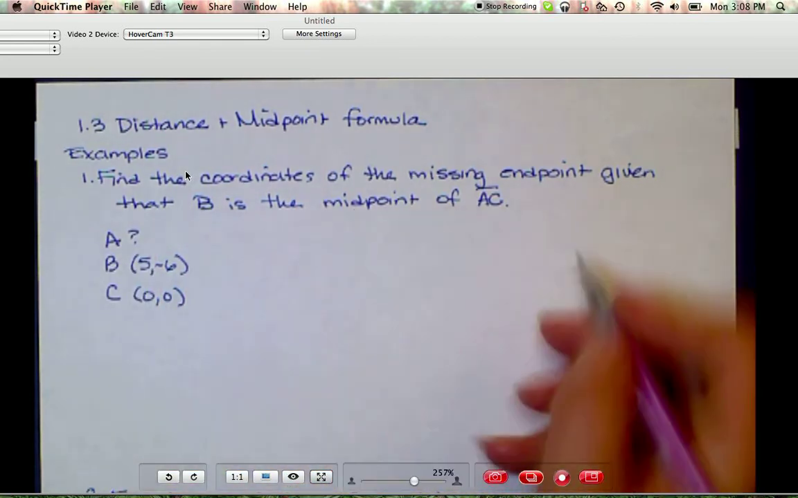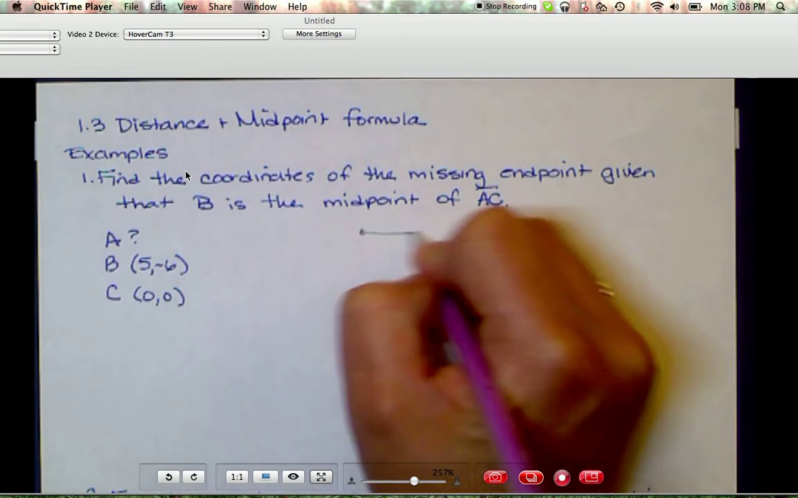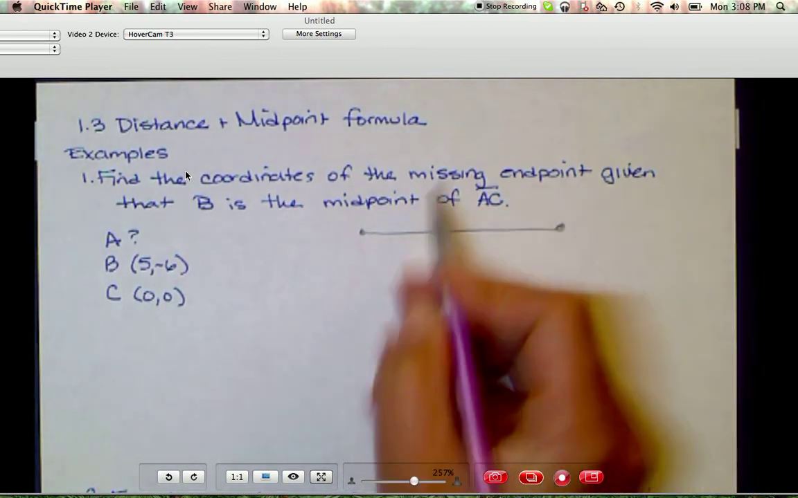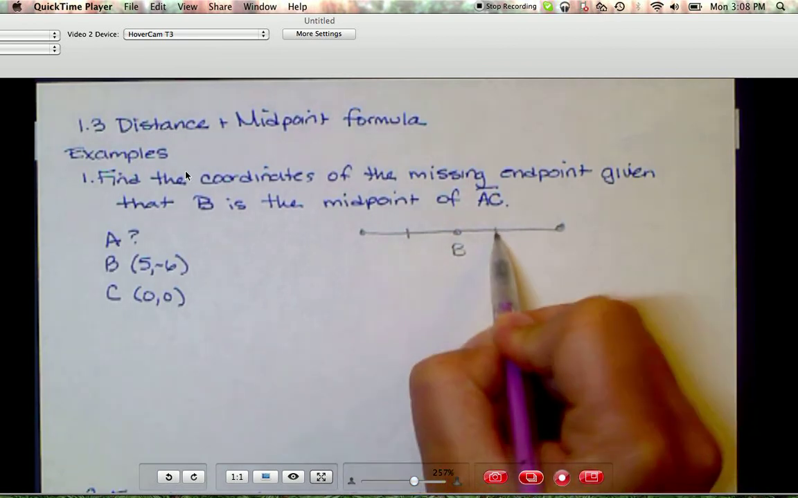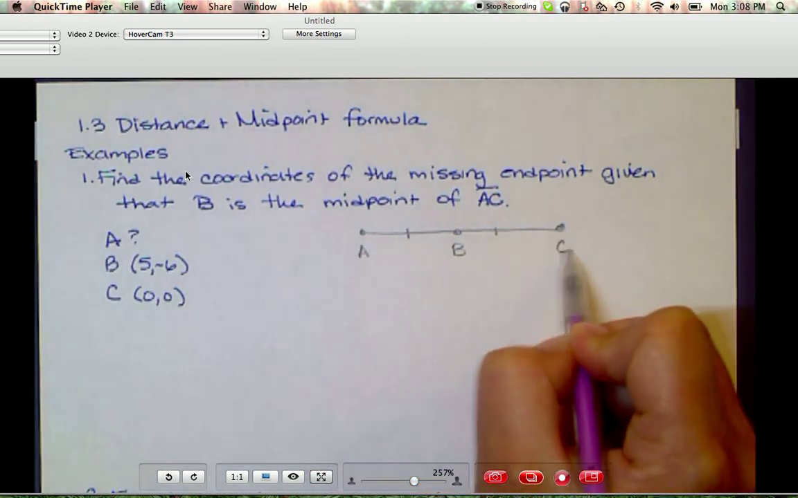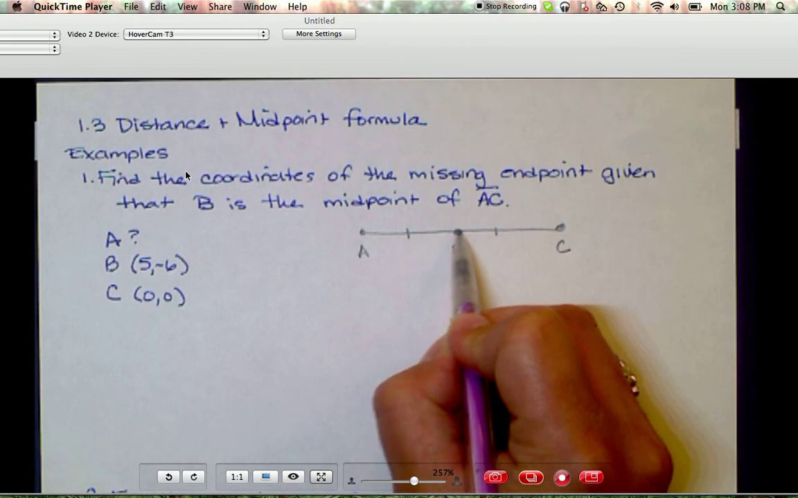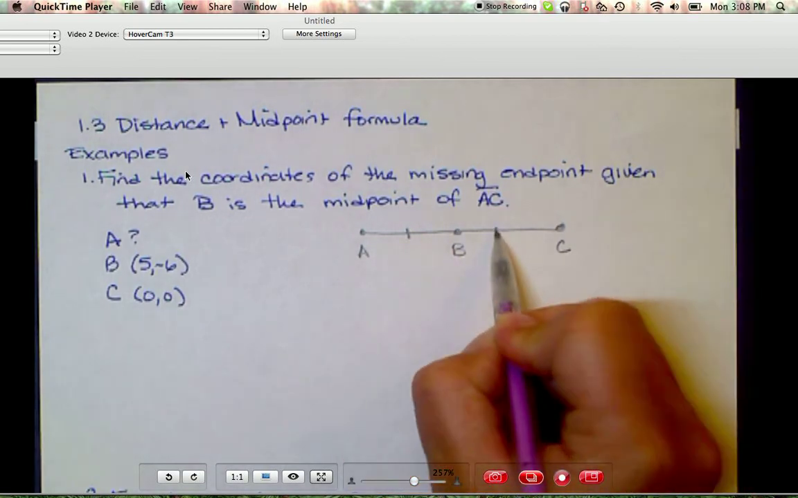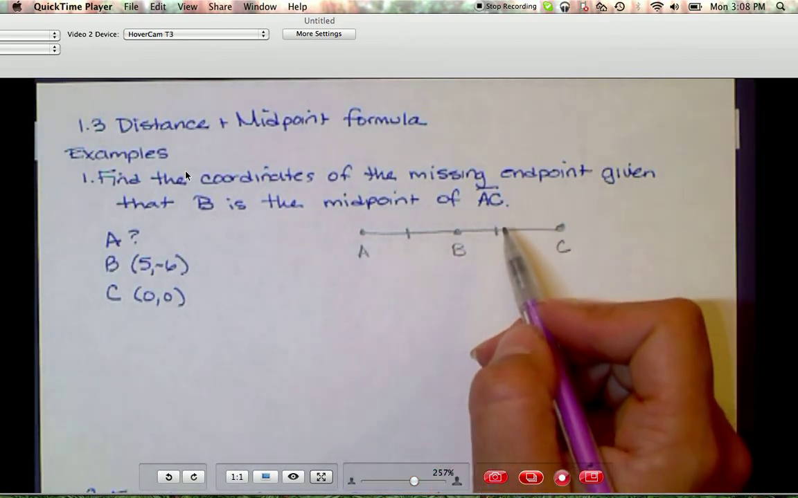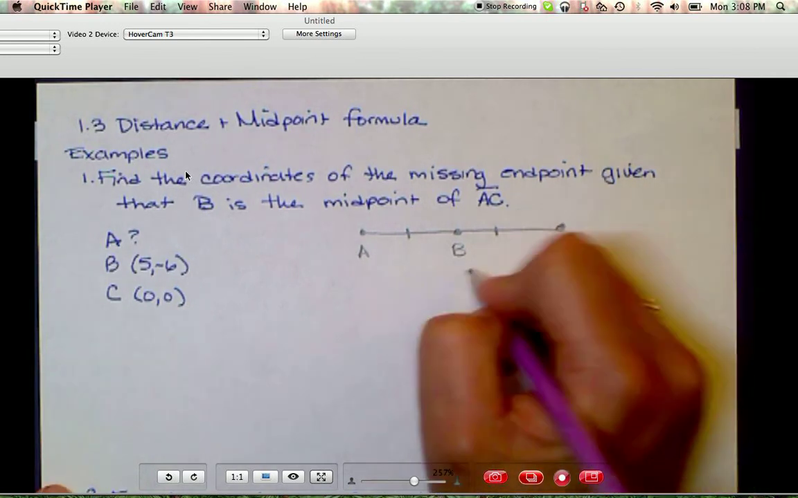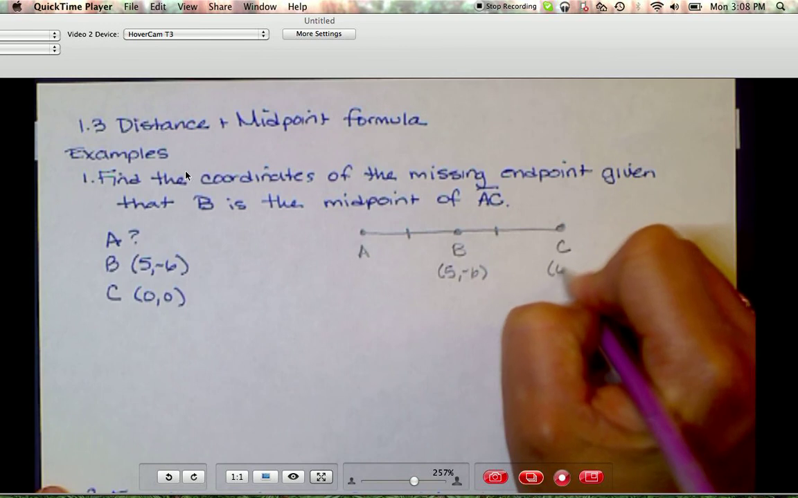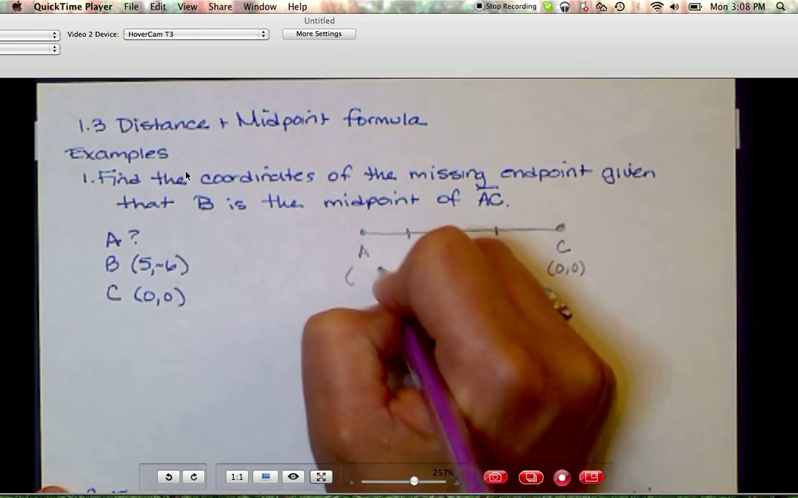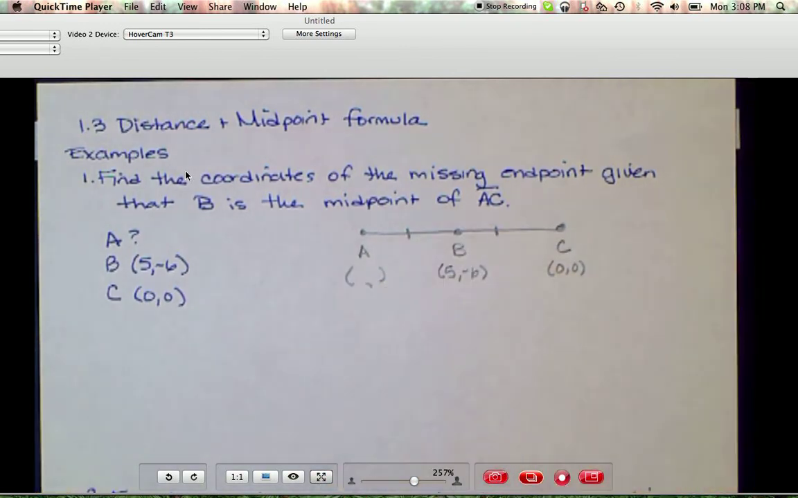Now my suggestion to you is that the first thing you do is draw your segment. So we know B is the midpoint of segment AC. So here's segment AC, B is the midpoint. So these two segments should be congruent. Now the problem is that we know the answer basically, and we know one of the endpoints, but we're missing this endpoint. So we're not going to use the distance formula.